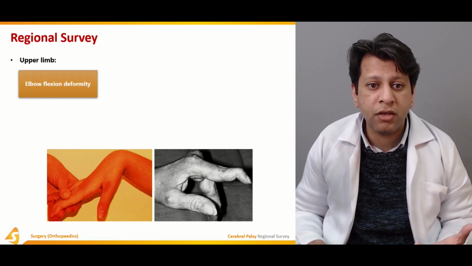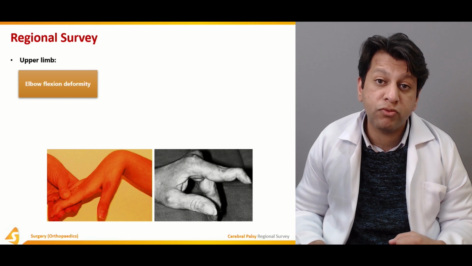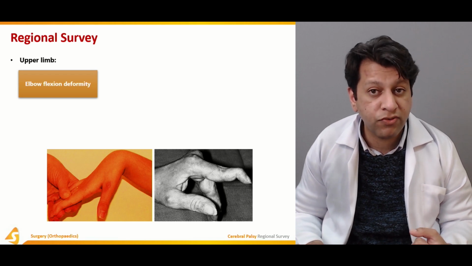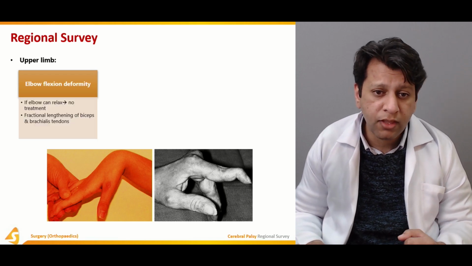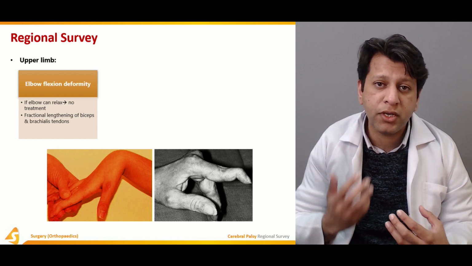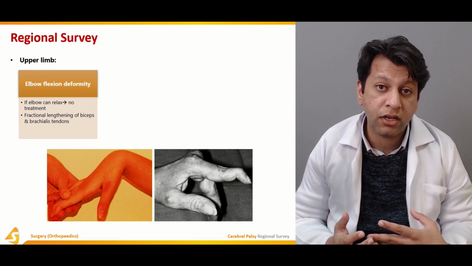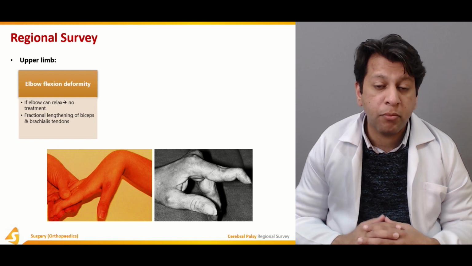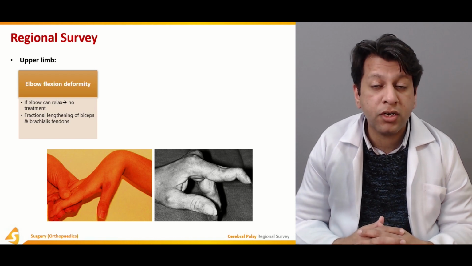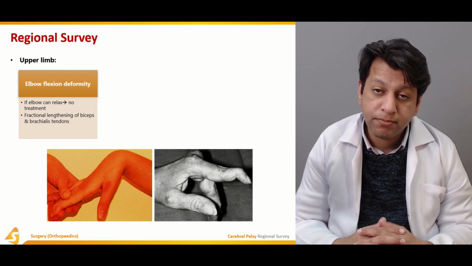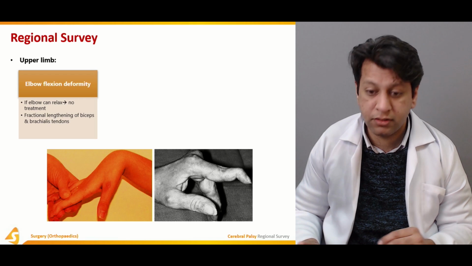This could be in the upper limb, could be elbow flexion deformity, which is most commonly the forearm is pronated and elbow is flexed, and there is an associated fixed flexion deformity. If the patient is able to extend his or her elbow, that means there's no contracture and no treatment is required. But if there is a fixed flexion deformity of the elbow, then it can be dealt with fractional lengthening of the biceps and brachialis tendon.